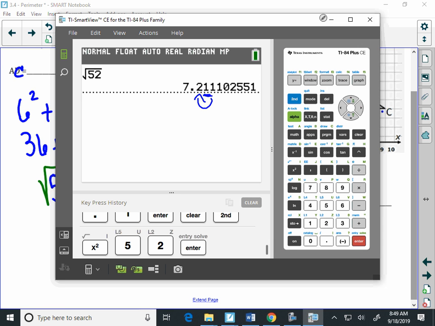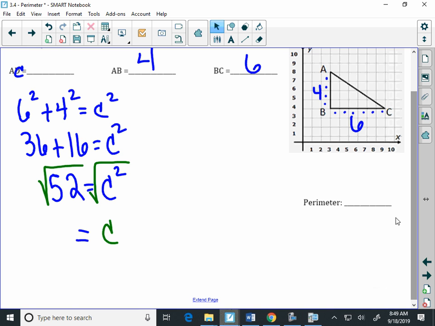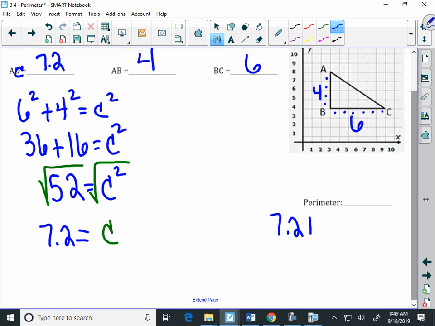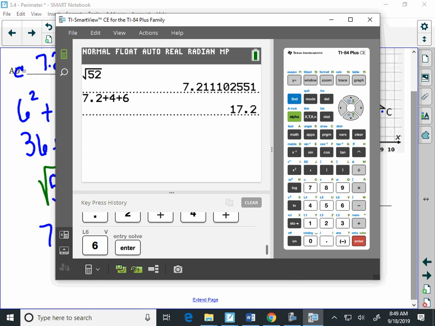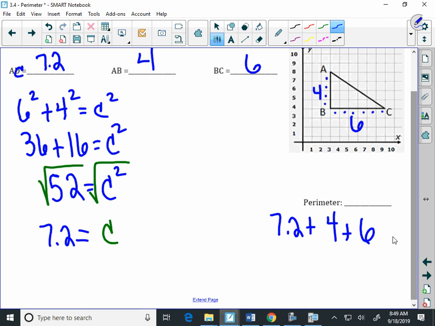If we look at that 1, because we're looking at 7.21, looking at the 1 to determine what to do to the 2, well, 1 is 4 or less, so we're going to leave the 2 alone. So this ends up to be 7.2. And that's what's going to go here. And when we're finding the perimeter, all that we're doing is taking 7.2 plus 4 plus 6. We're going to add those together. Again, Desmos, the calculator, 7.2 plus 4 plus 6 will give us our perimeter, the distance around this triangle.